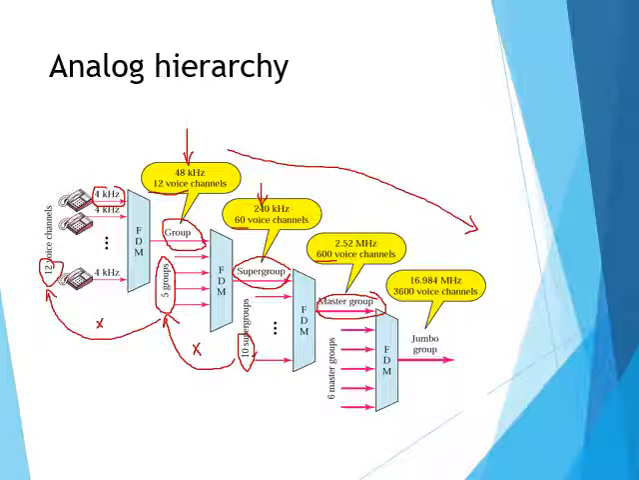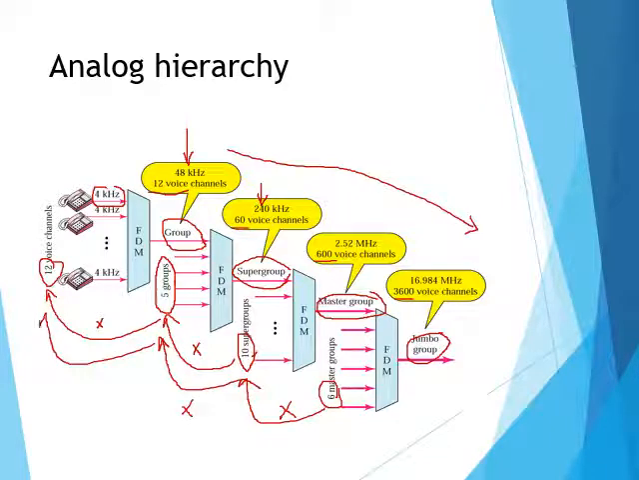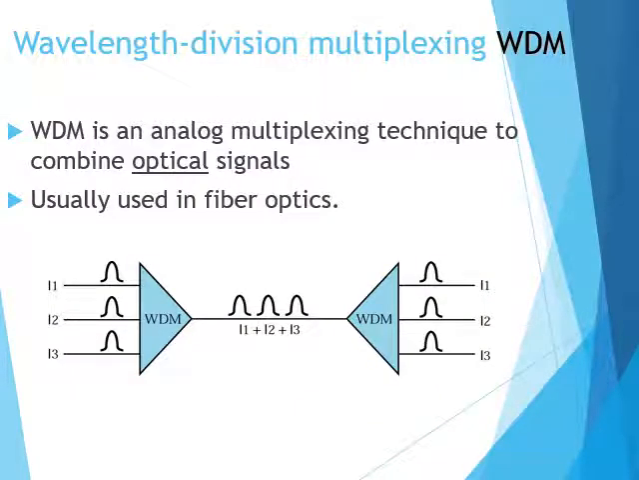From the master group, the combination of 6 master groups becomes a jumbo group. So a jumbo group consists of 6 master groups, and 6 master groups equal 3600 voice channels. How to get this value? 6 times 10 times 5 times 12 equals 3600. Done with FDM.